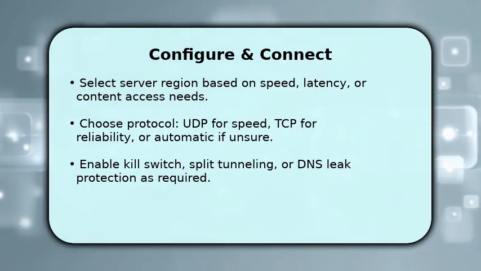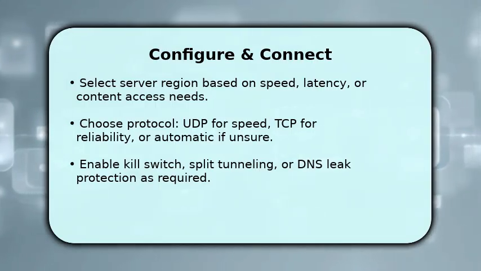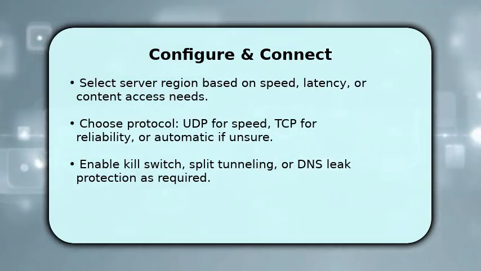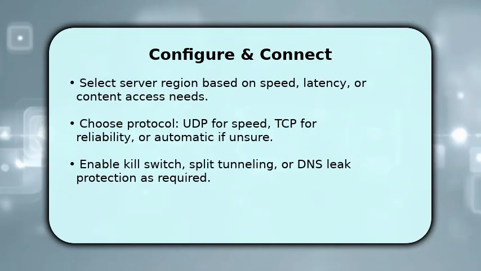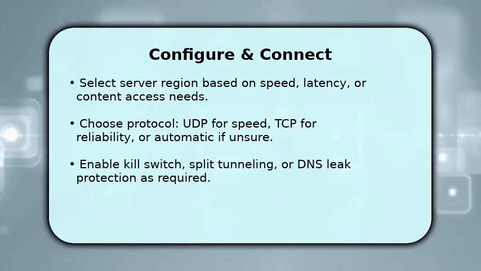Once selected, enable protective features like the kill switch to block traffic on disconnect, DNS leak protection, and split tunneling for apps that should bypass the VPN. Finally, tap Connect and wait until the status shows secure.